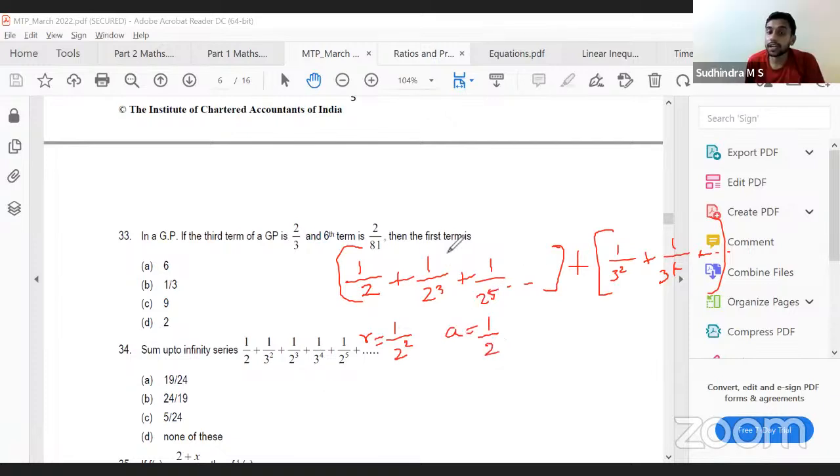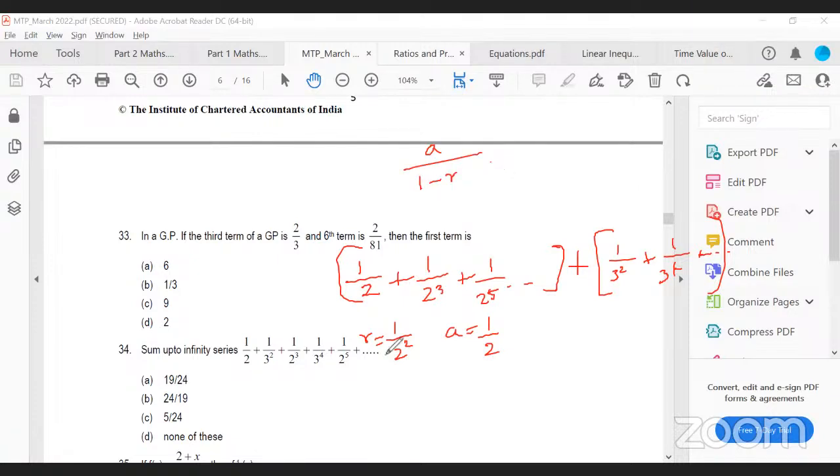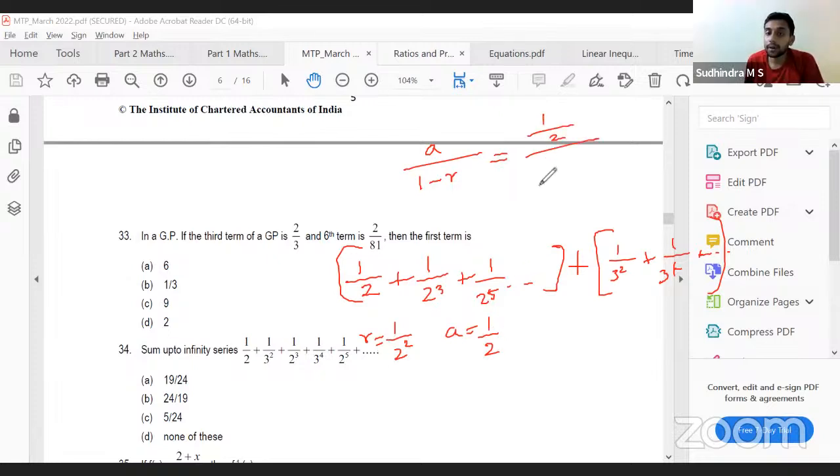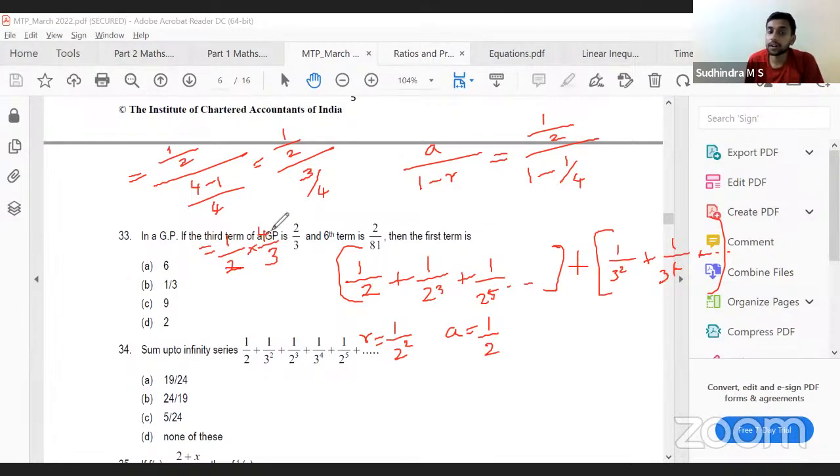I want the sum of infinite terms. In case of a GP, the formula is A divided by 1 minus R. So here A is 1 by 2 divided by 1 minus R, where R is 1 by 2 square, which is 4. So solving this, we get 1 by 2 divided by 4 minus 1 over 4, which is 1 by 2 divided by 3 by 4, or 1 by 2 into 4 by 3. 2 ones are 2, 2 twos are 4. So 2 by 3 is the sum of this series.